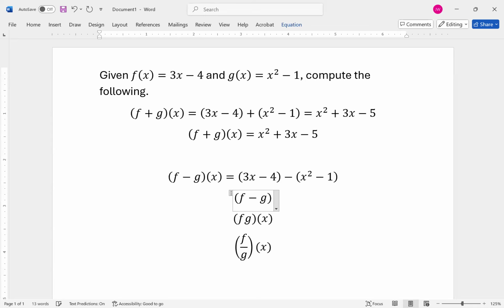And in this case, the new function that you get out is negative x squared plus 3x, and then you're going to do a minus 3. Be careful that you do a minus 4 and then a minus a negative 1. That's going to add 1. So negative 4 plus 1 gives you the minus 3.